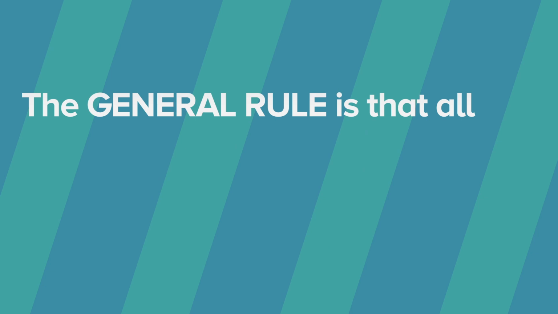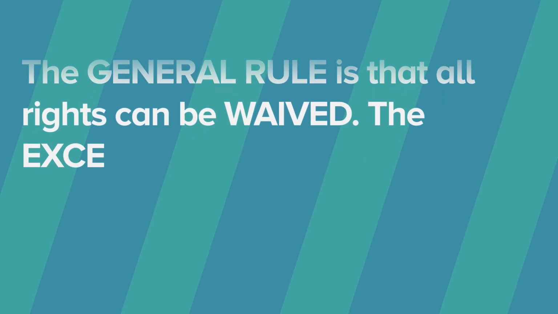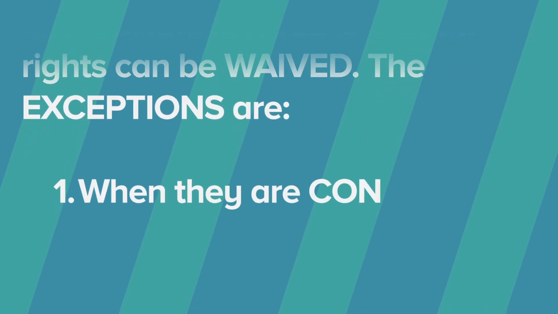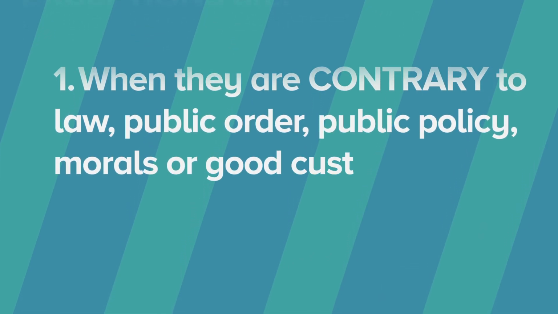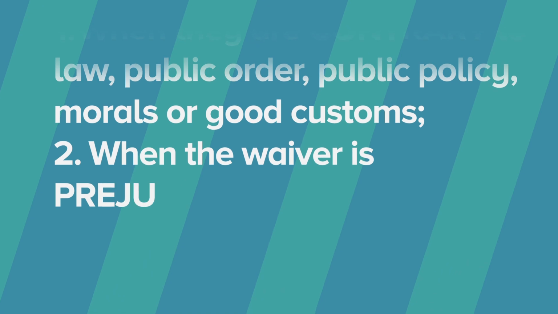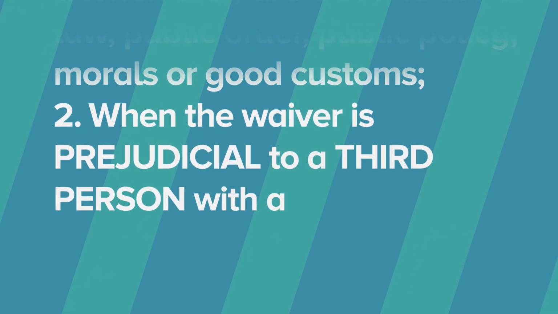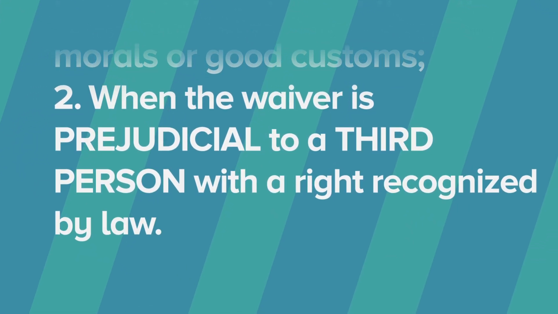Finally, the fourth requisite, and this is the heart of the rule contained in Article 6 of the Civil Code. The general rule is that all rights can be waived. The exceptions are: 1. When they are contrary to law, public order, public policy, morals, or good customs. 2. When the waiver is prejudicial to a third person with a right recognized by law.